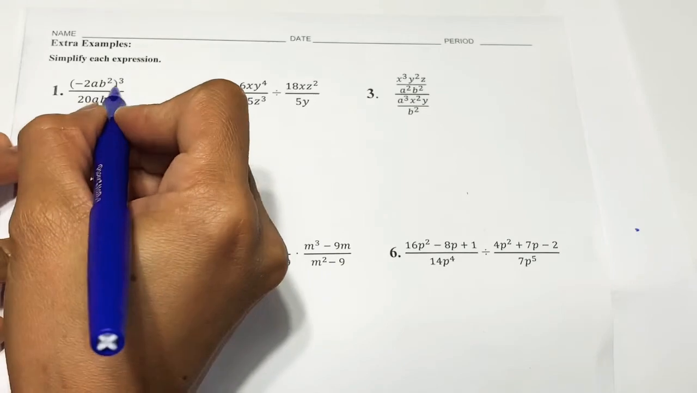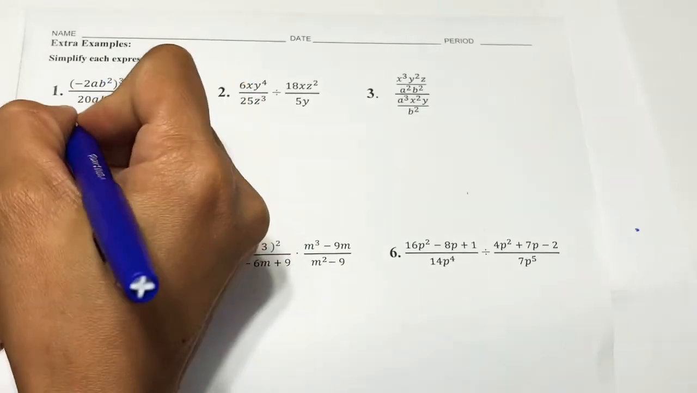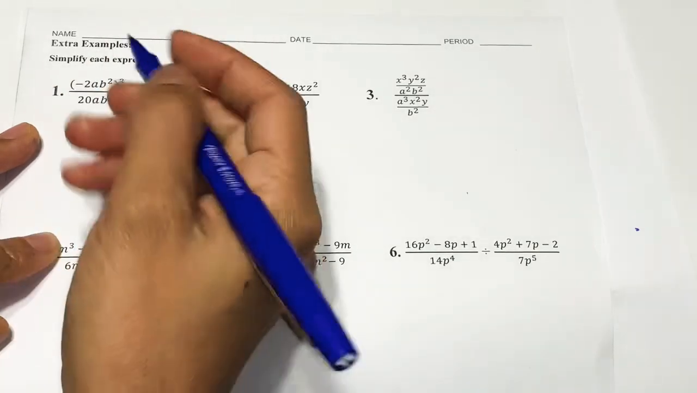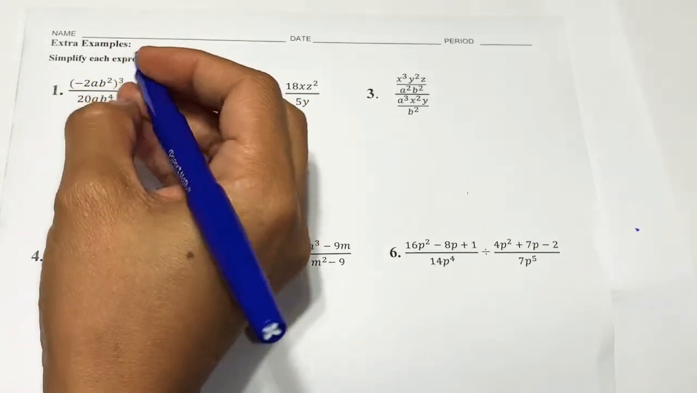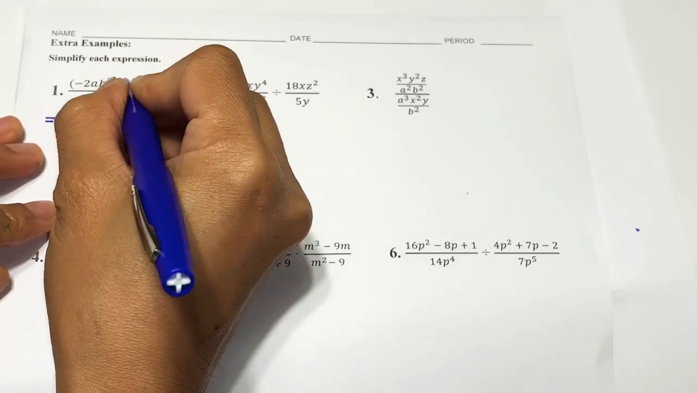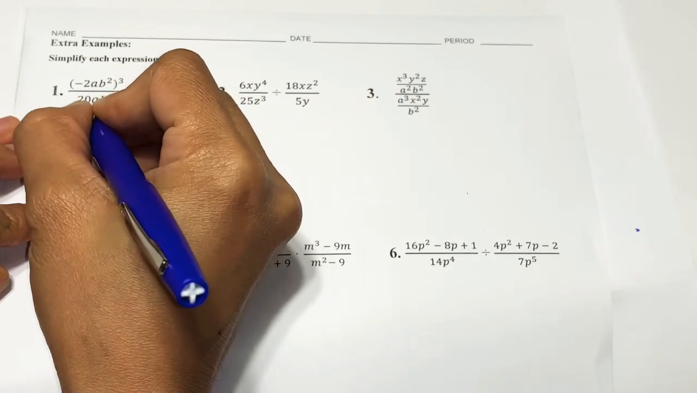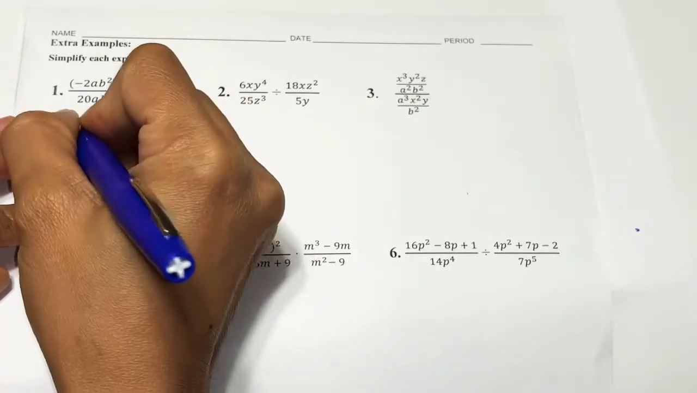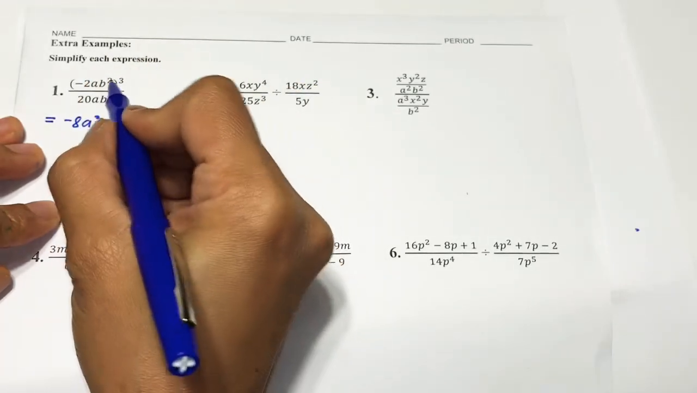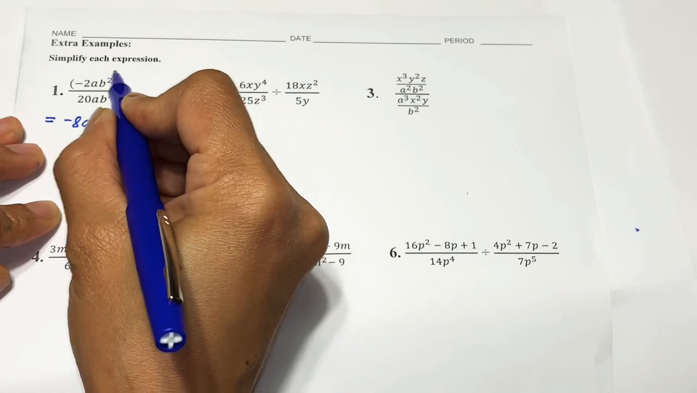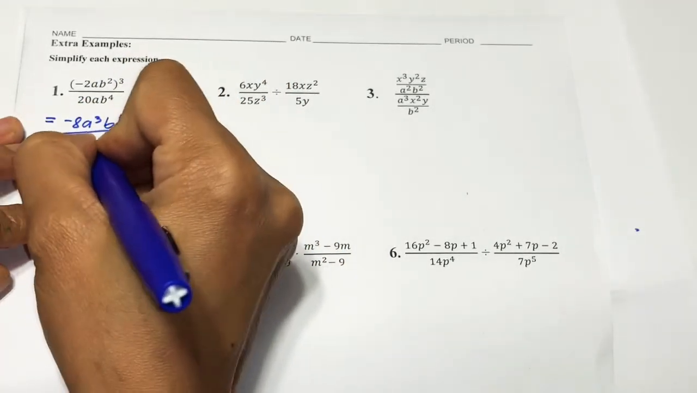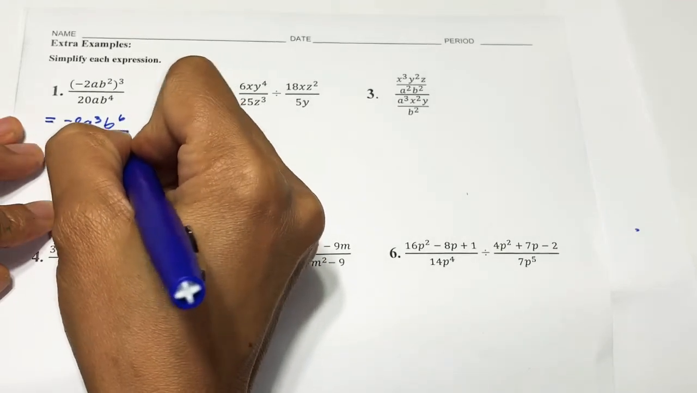Again, if you forgot, it's power to power, you multiply. So you have to distribute the power of 3 to each base inside the parentheses. This is equivalent to negative 2 to the third. That's negative 2 times negative 2 times negative 2, which is negative 8. A to the third. B squared to the third, so you multiply, that's B to the 6. The denominator stays as is, 20ab to the fourth.